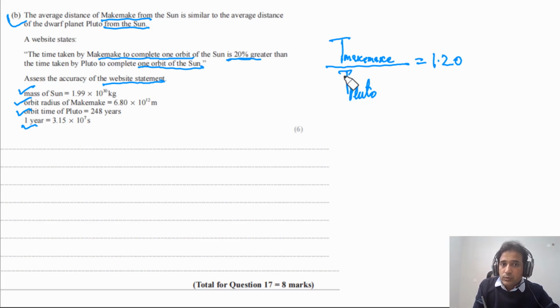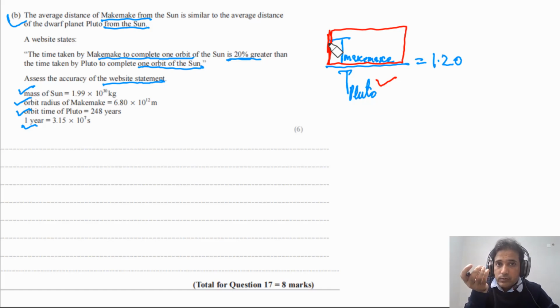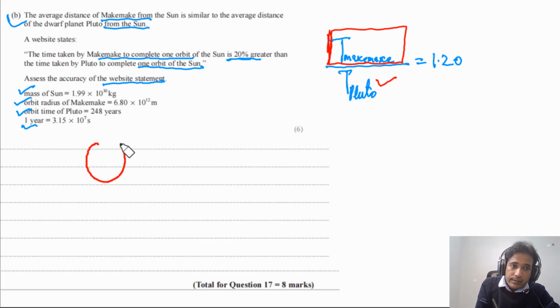So to reach this conclusion, the time of Pluto is already given to us, so we need to calculate the orbital time of Makemake. If we have that, we can plug in here and find the answer. Now the question is how we can find the orbital time of Makemake. We need to go back to Newton's law of gravitation. So Newton's law of gravitation simply tells us, if this is our sun, and let's say this is planet Makemake.